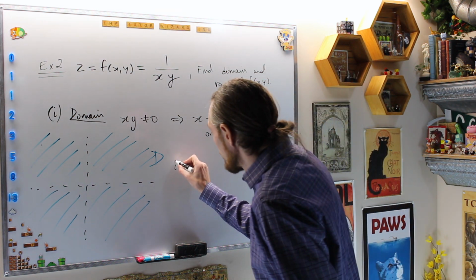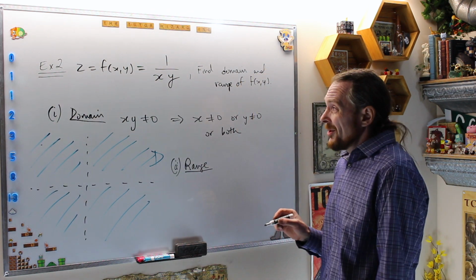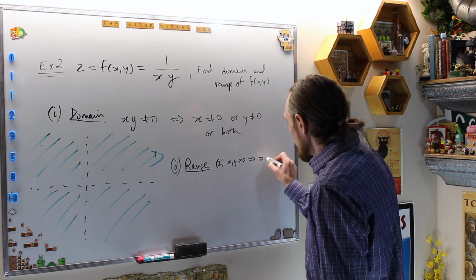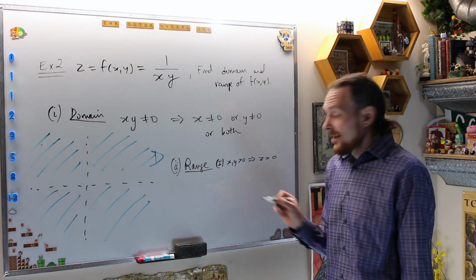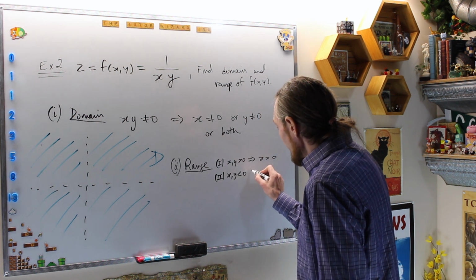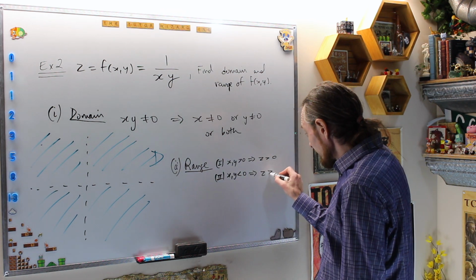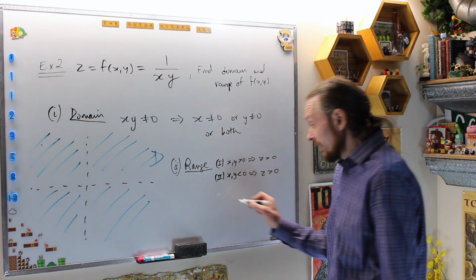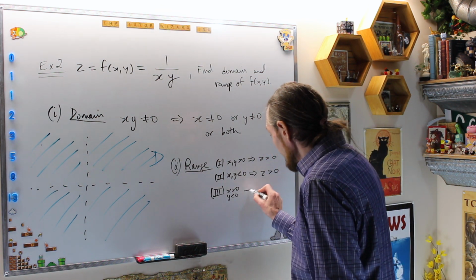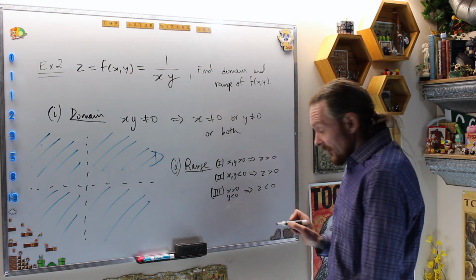For the range, we want to do cases. 1, x and y are both greater than 0. This says z is strictly greater than 0. If 2, x and y are both less than 0, then their negatives will create a positive, and that will say z is greater than 0. Either way. In the third case, if x is positive and y is negative, this says z, which will be 1 over the product, will be negative, strictly less than 0.